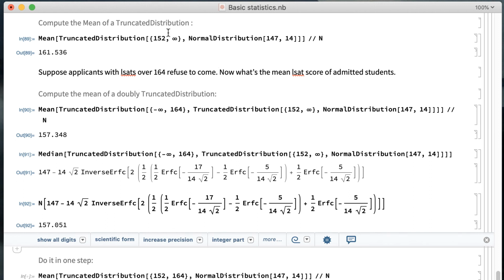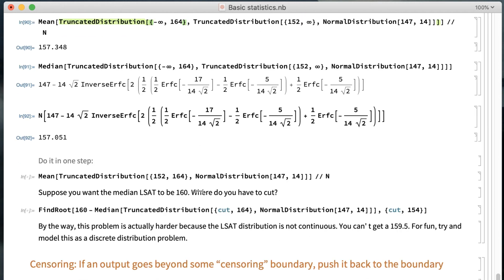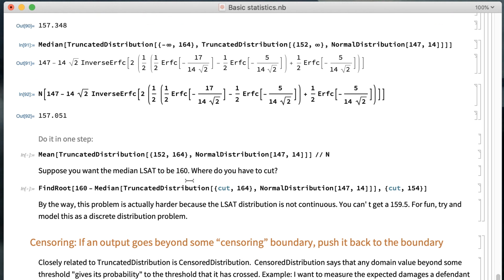And so you could see our dean or admissions staff fiddling with these cutoffs and trying maybe to have scholarships, so the 165s will come, all to get our mean LSAT up. But in any event, here's a question that I ask. Supposing you want the median LSAT to be 160, where do you have to cut, assuming, by the way, here I'm not doing the applicants greater than some value refuse to come.